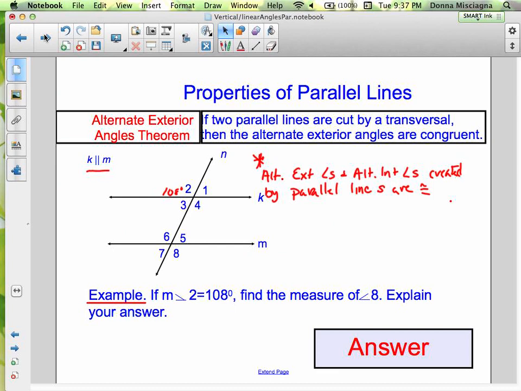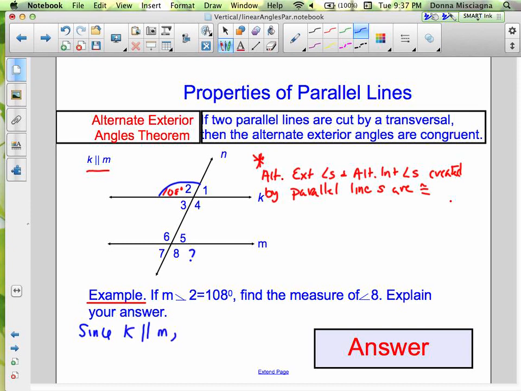So if the measure of angle 2 is 108 degrees, find the measure of angle 8. We want to find this one right here. Well, since line K is parallel to line M, and angle 2 and angle 8 are alternate exterior angles, angle 2 is congruent to angle 8, and therefore angle 8 equals 108 degrees too.